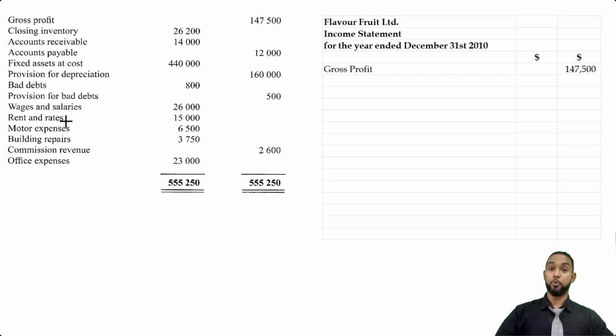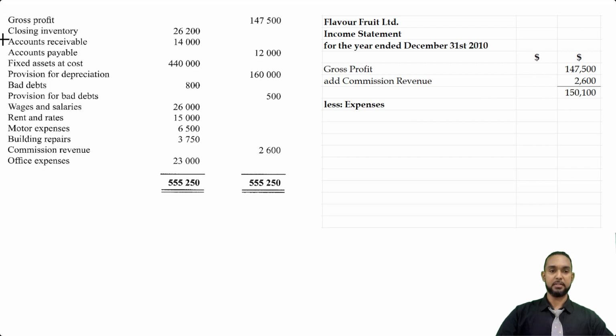Now, normally we might jump to subtracting expenses, but don't forget, there was a commission revenue figure, and we have to add any other revenue to gross profit before we deduct expenses. So the 147.5 plus the 26 gives us 151, from which we are going to minus the expenses. Okay, so let's go to the trial balance.